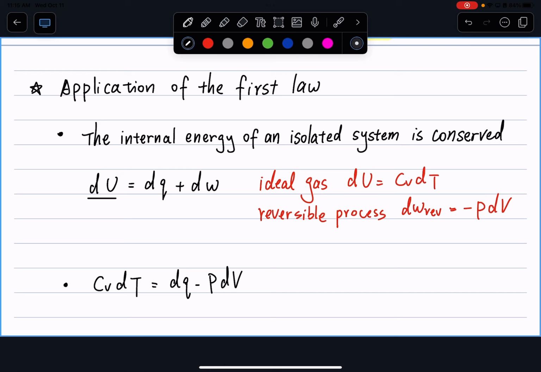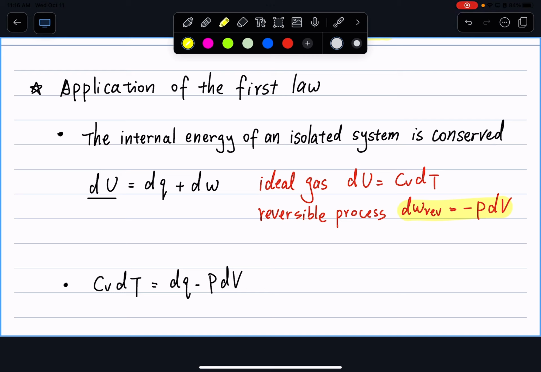Note here, we can use this relationship, dW reversible equals negative PdV, only if we specify that process as a reversible process. A different way to calculate the work is, again, taking the area below that PV curve. So there are different ways to do it, but we're talking about the same thing. We're just taking the integral of dW.